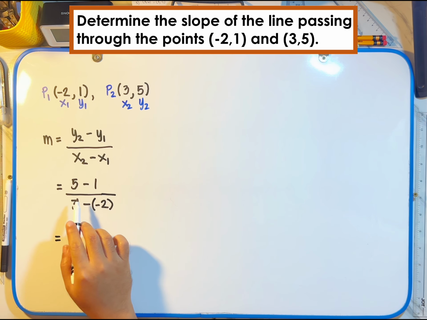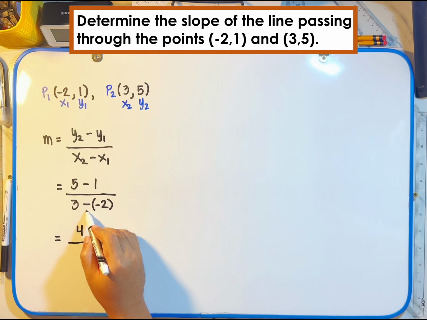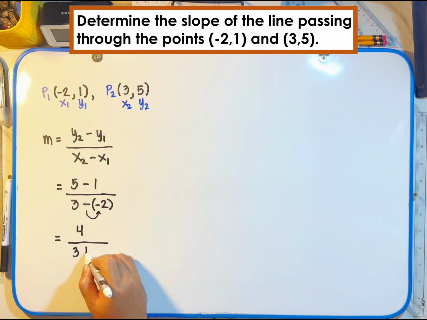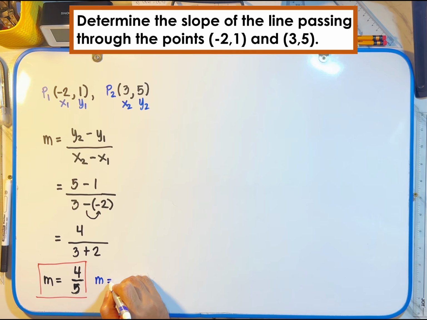Okay, now let's evaluate this. 5 minus 1 is 4. And then this would be positive, negative times negative. Okay, so this becomes 3 plus 2, and 3 plus 2 is 5. So 4 over 5, which means our slope is 4 over 5. Okay, now what can you say about our slope? The value 4 over 5 is positive, right? So we can say our slope is positive.